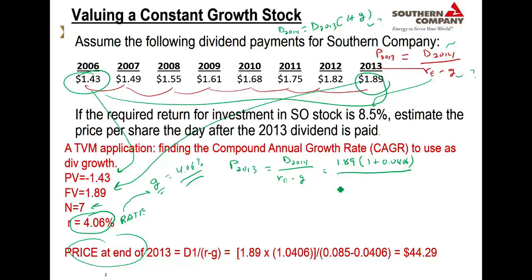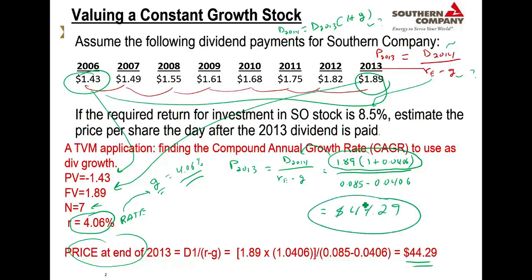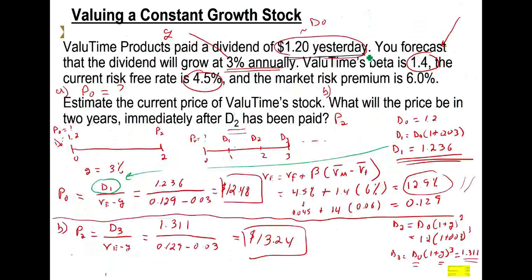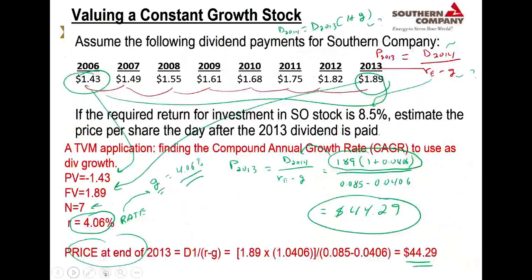Divided by, what is RE? RE is 8.5%. We were already given that. Minus the G, which is 0.0406. Now remember, all this numerator is the dividend in 2014. And that will give us $44.29. So this stock is worth $44.29 today. Today being what we were asking.